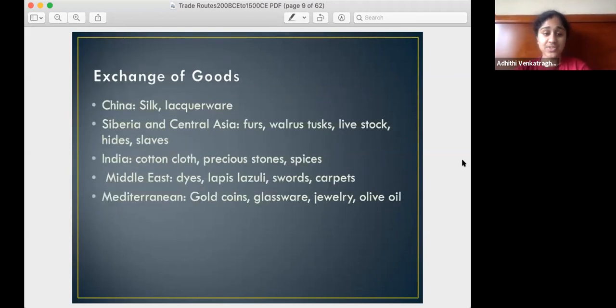The exchange of goods also continued with China, who produced silk and lacquerware. Siberia and Central Asia produced furs, walrus tusks, livestock, hides, and slaves. India produced cotton cloth, precious stones, and spices. The Middle East produced dyes, lapis lazuli, swords, and carpets. And the Mediterranean produced gold coins, glassware, jewelry, olive oil, and so on.